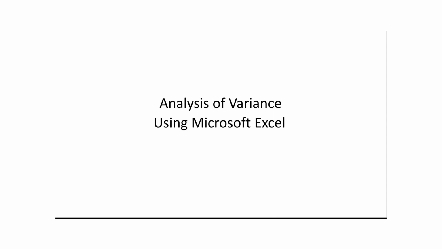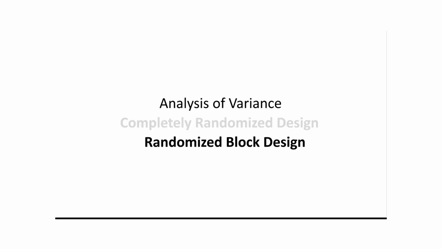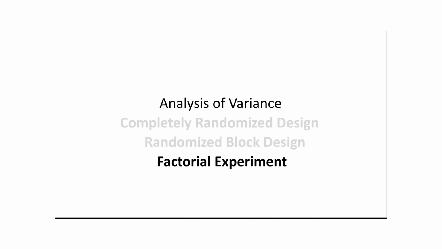Genevieve speaking. In this presentation, we'll go over how to run analysis of variance using Microsoft Excel. We'll first address analysis of variance for completely randomized designs. Within that section of our presentation, we'll go over the Fisher least significant difference procedure, and we amend that with a Bonferroni adjustment. Next, we'll address analysis of variance for randomized block design, and finally analysis of variance for factorial experiment.